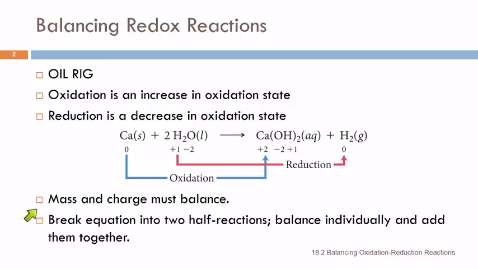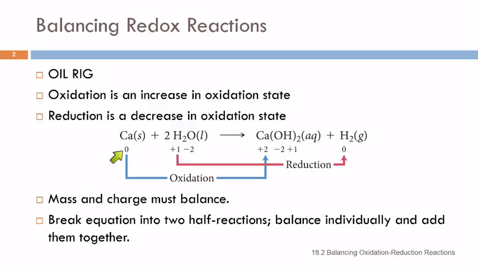When we're balancing these, mass has to balance, but we also need to have the charge balance. And so the way we do this is we take the equation and we break it into two half reactions. They're each part of the reaction. So two half reactions. We balance them individually and then we put them back together.